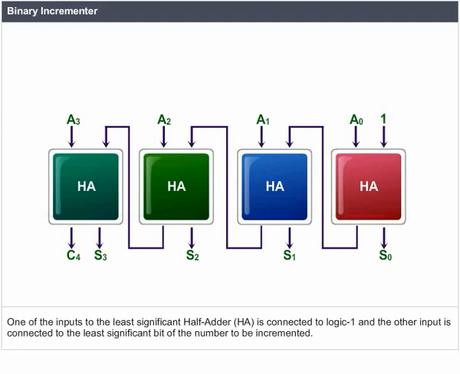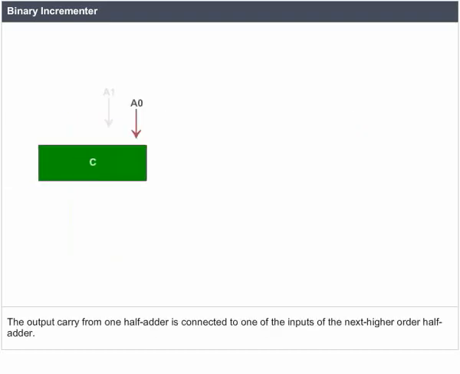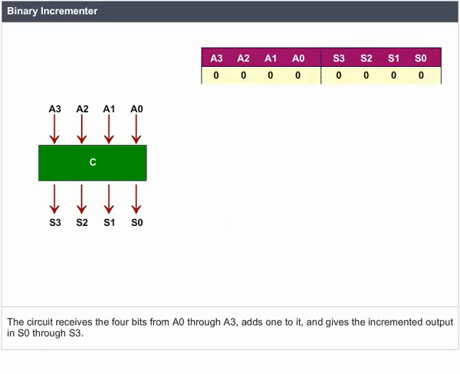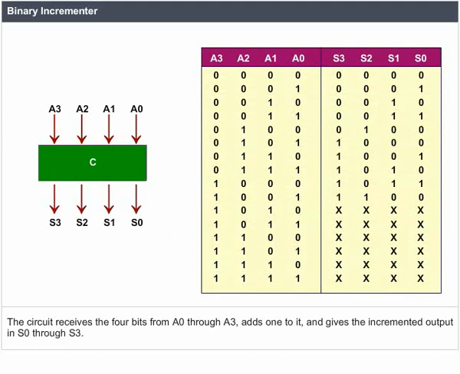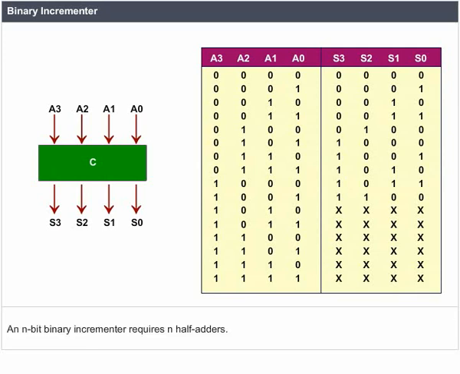One of the inputs to the least significant half adder, HA, is connected to logic 1 and the other input is connected to the least significant bit of the number to be incremented. The output carry from one half adder is connected to one of the inputs of the next higher order half adder. The circuit receives the 4 bits from A0 through A3, adds 1 to it, and gives the incremented output in S0 through S3. An n-bit binary incrementer requires n half adders.